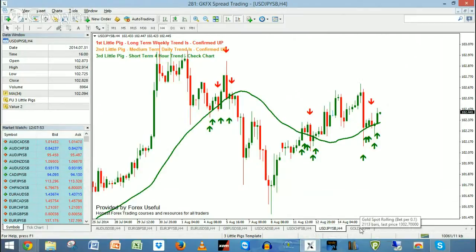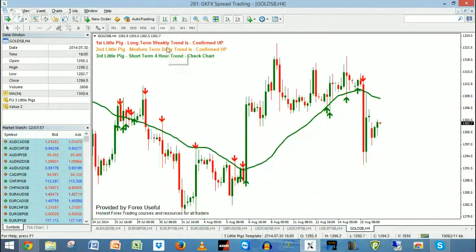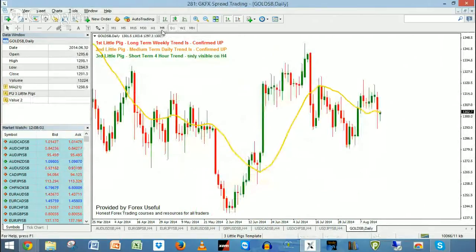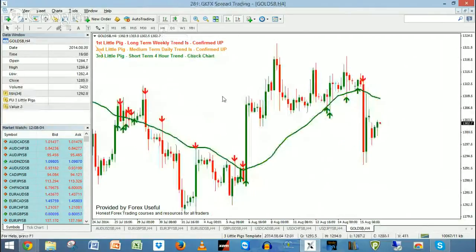Last but not least, I did say USD JPY, but I will also cover gold. So we're up here on the weekly and on the daily. It's quite tight, but nevertheless we're still up. So if this 4-hour chart moves back up and gives us a signal, those who trade this gold will be taking a new entry.